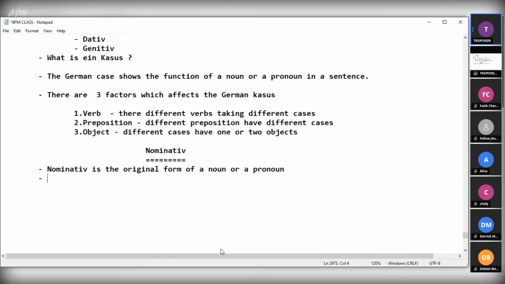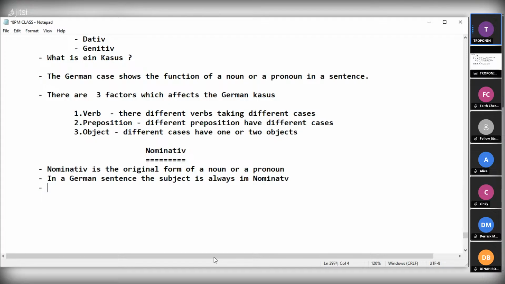In a German sentence, the subject is always in nominative. In a German sentence, the subject is always in nominative, like that.